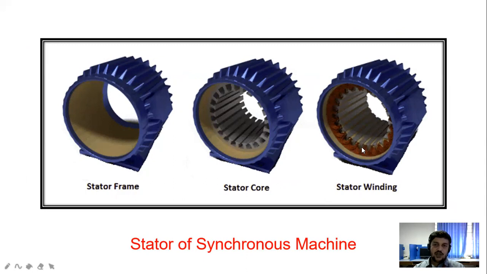So these armature winding terminals are brought out at the terminal box. We connect these terminals to an external load during generating mode, or we connect this armature winding to an external supply during motoring mode. So this is about the construction of the stator in the case of a synchronous machine.